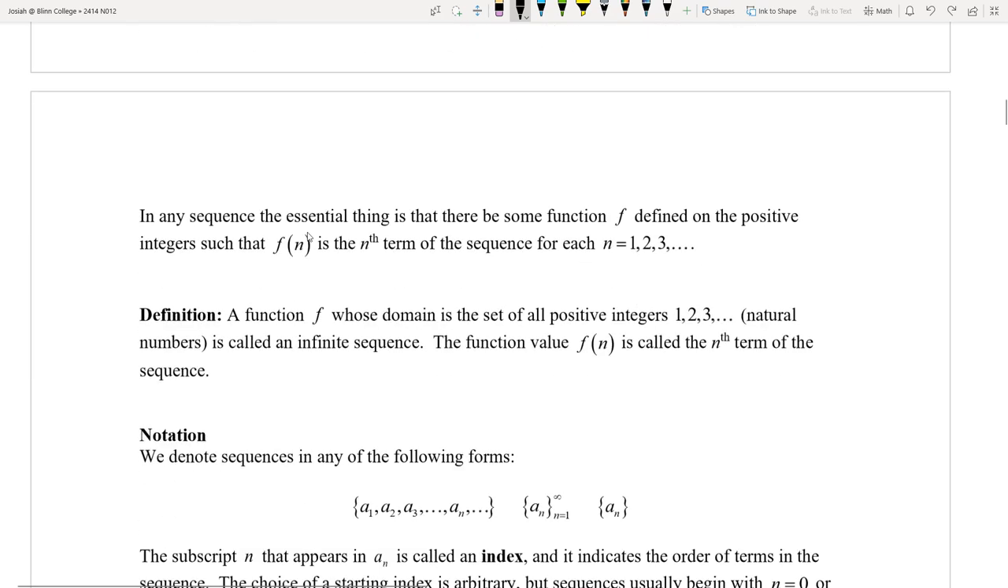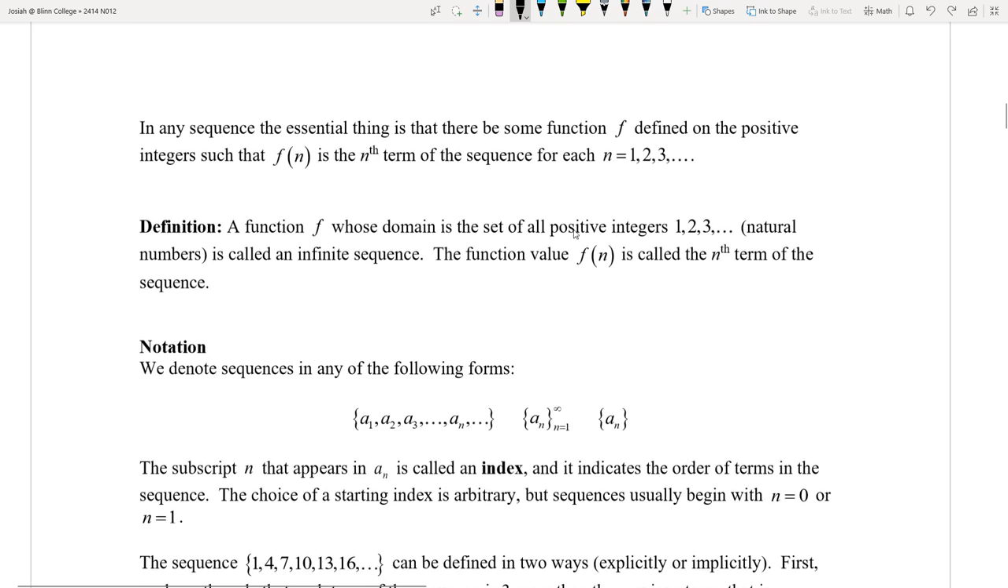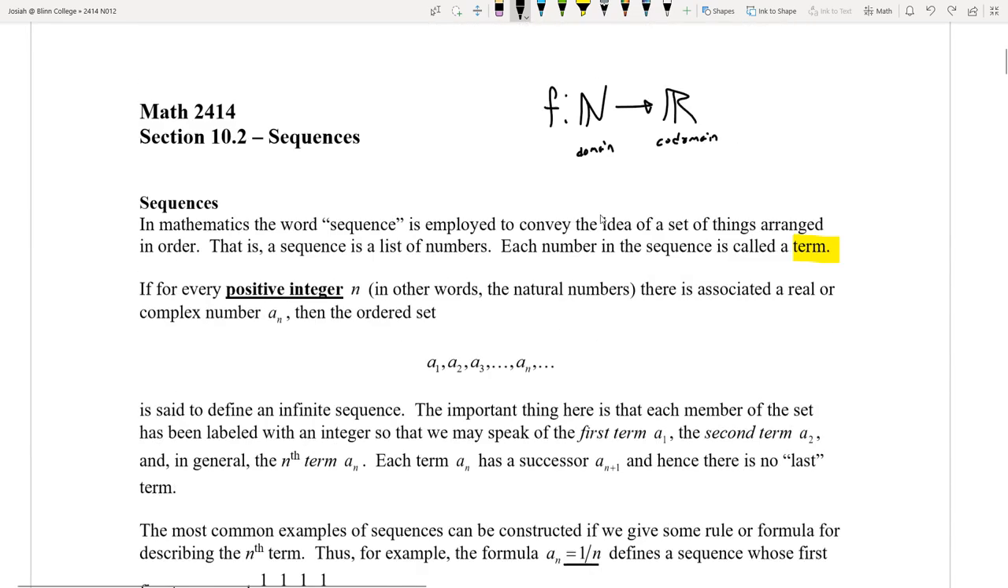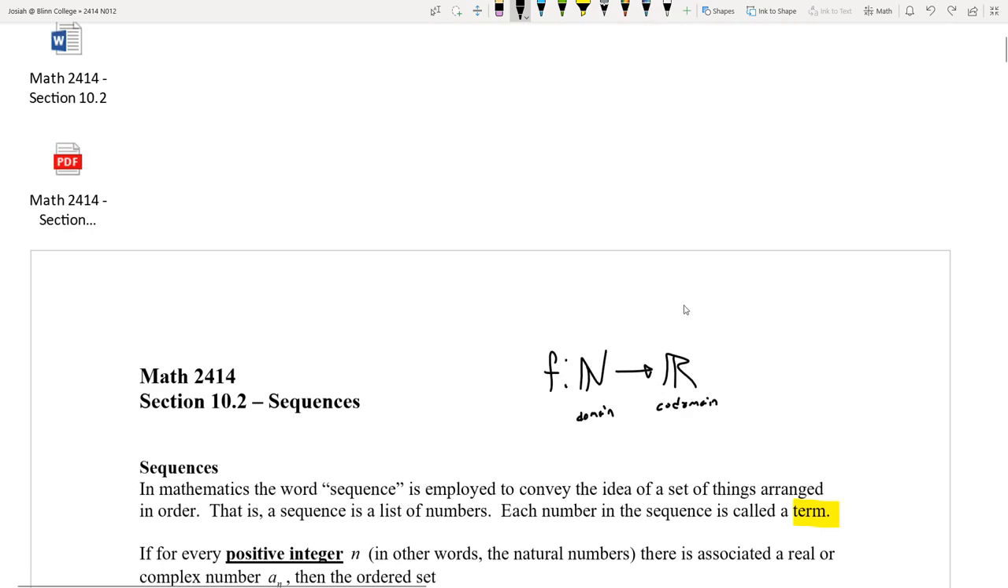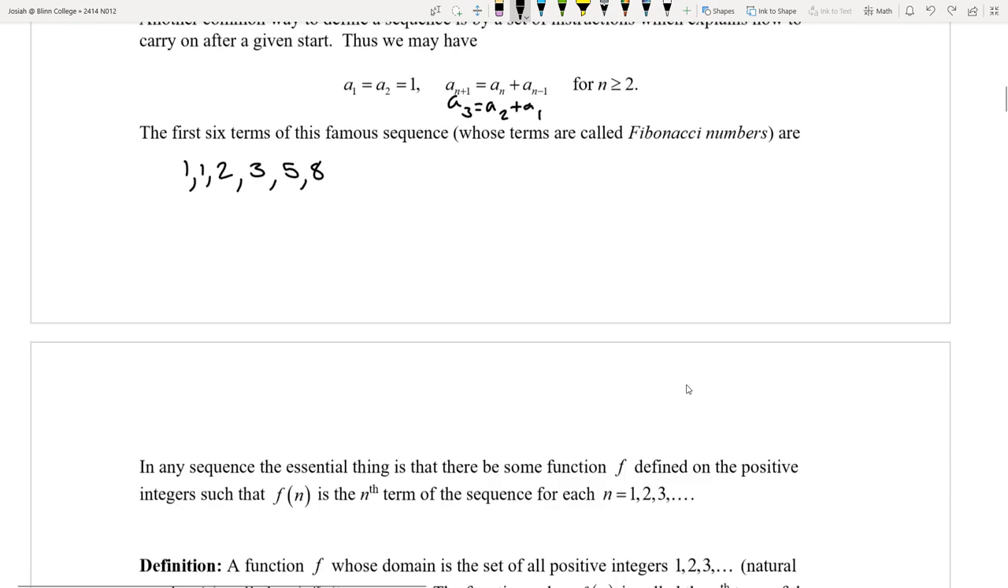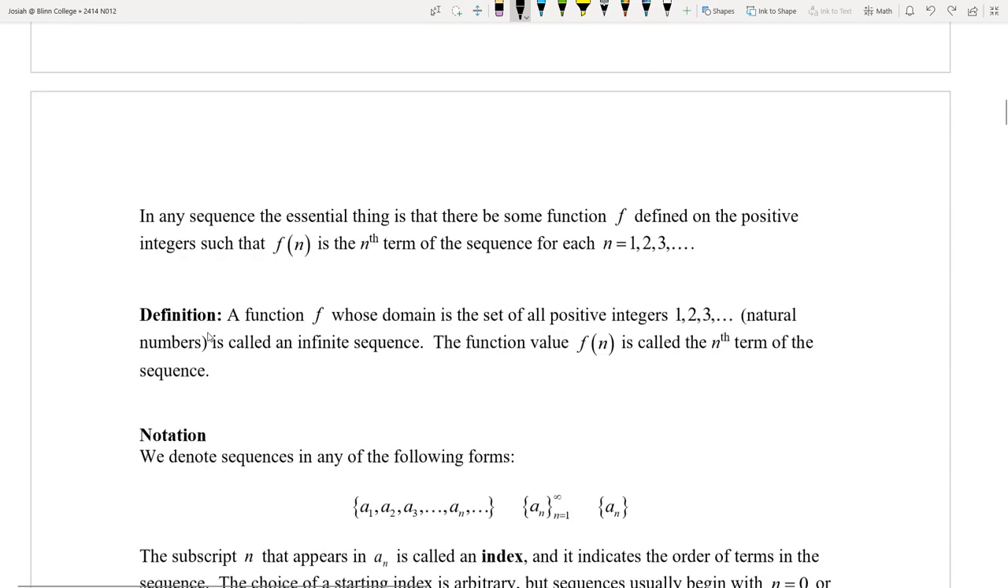So, like we said, the essential thing for a sequence is that we have a function defined on the positive integers, so that f of n is the nth term of the sequence. So that's what we got here. Our function defined on the positive integers going to, in some cases, real numbers. In some cases, we can actually have the complex numbers here. We're not going to be dealing with that. We're just going to be dealing with the real numbers. But that's what we have.